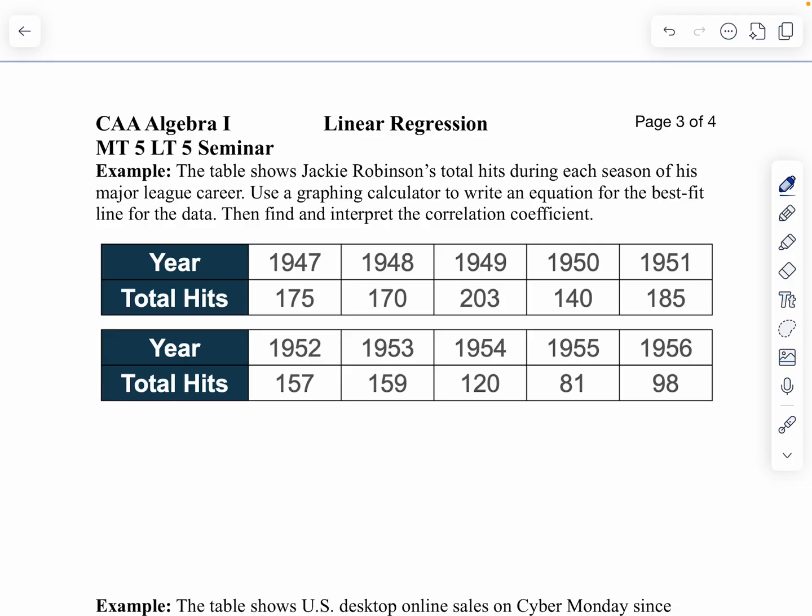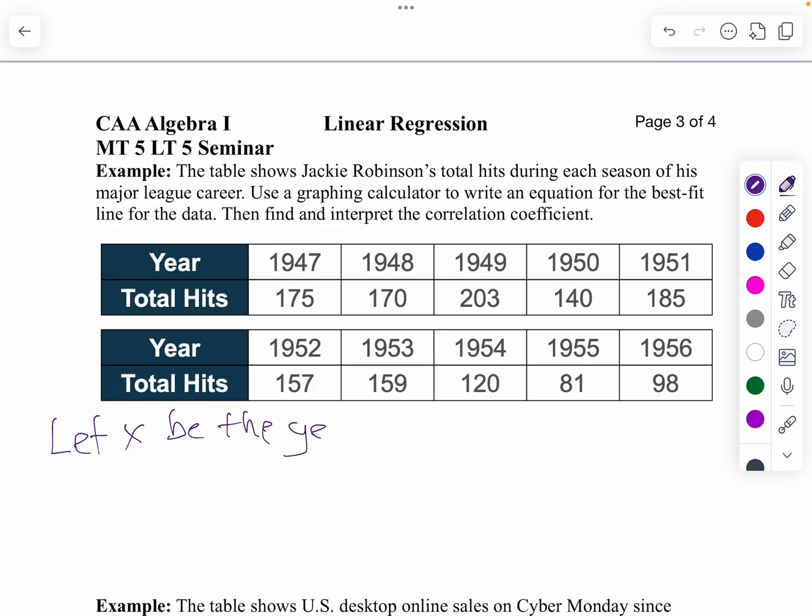So first off, when I do this problem, let's define a variable. I'm going to let X be the years since 1947, because he came into the league in 1947. There was no 1946. And then he retired in 1956, so really we can't go anything beyond 1956. And Y will be the hits per year.